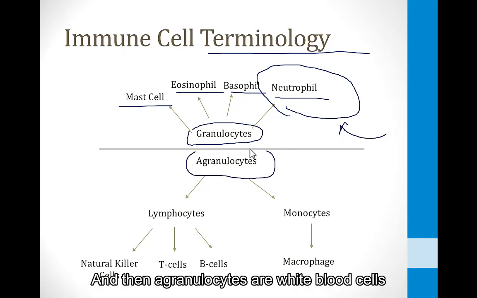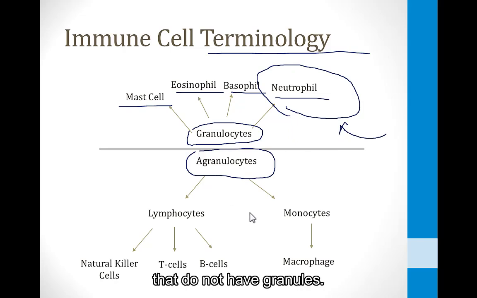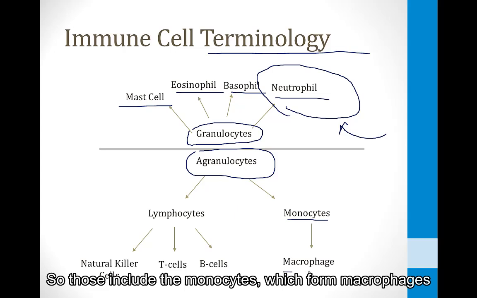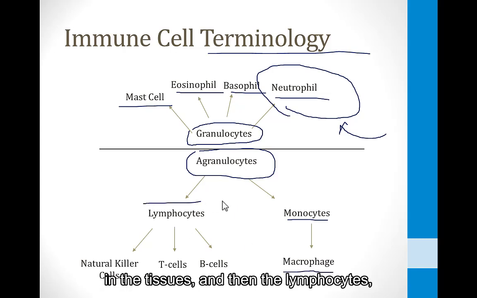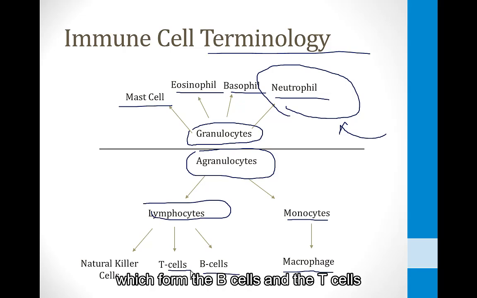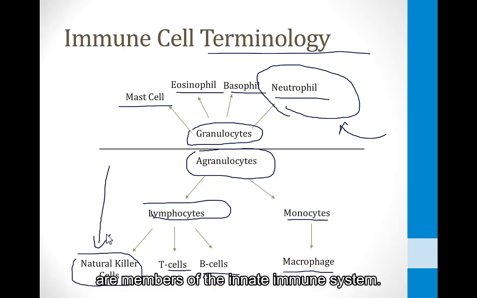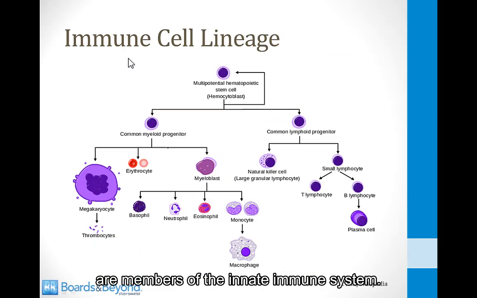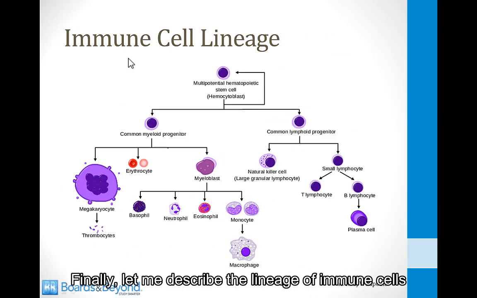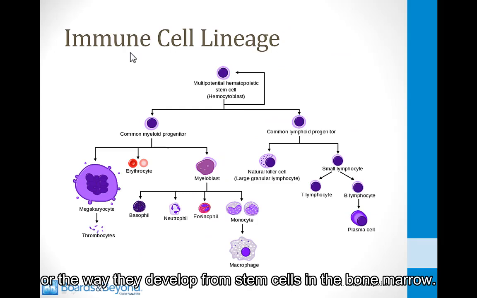And then agranulocytes are white blood cells that do not have granules. So those include the monocytes, which form macrophages in the tissues, and then the lymphocytes, which form the B cells and the T cells and the natural killer cells. And just remember, the natural killer cells are very unusual in that they are lymphocytes, but they are members of the innate immune system.